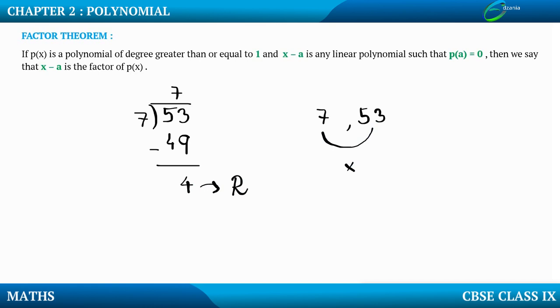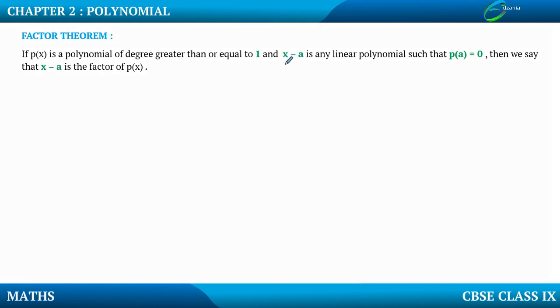In the same manner, in polynomials as well, if the remainder comes out to be 0, that is, according to the remainder theorem, we know that when a polynomial is divided by x minus a, p of a is the remainder. But now if this p of a comes out to be 0, that is, if the remainder comes out to be 0, then we'll say that this x minus a is a factor of the polynomial. Let us take an example.